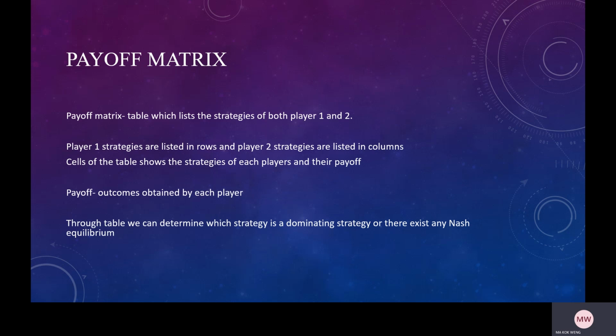Next is payoff matrix. Payoff matrix is a table which lists the strategy of both player 1 and player 2. Player 1 strategies are listed in rows and player 2 strategies are listed in columns. Cells of the table show the strategies of each player and their payoff. The payoff here refers to the outcome obtained by each player. Through this table, we can determine which strategy is a dominating strategy or whether there exists any Nash equilibrium, and decide which strategy the player will likely choose.